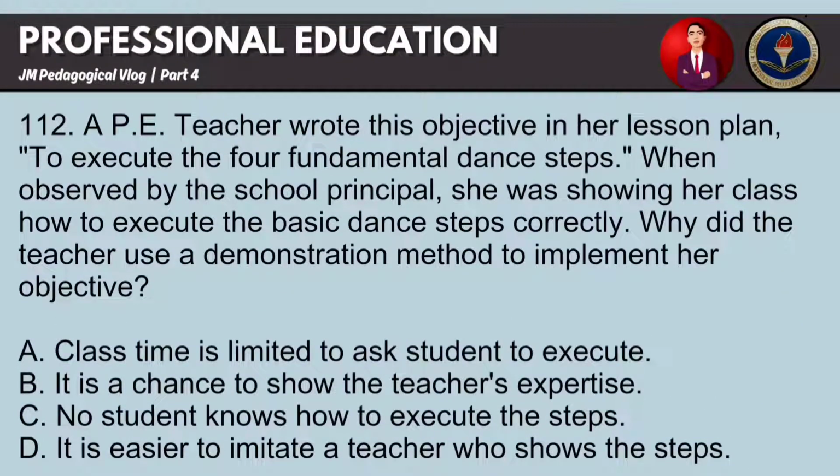A PE teacher wrote this objective in her lesson plan: to execute the 4 fundamental dance steps. When observed by the school principal, she was showing her class how to execute the basic dance steps correctly. Why did the teacher use a demonstration method to implement her objective? A. Class time is limited to ask students to execute. B. It is a chance to show the teacher's expertise. C. No student knows how to execute the steps. D. It is easier to imitate a teacher who shows the steps.